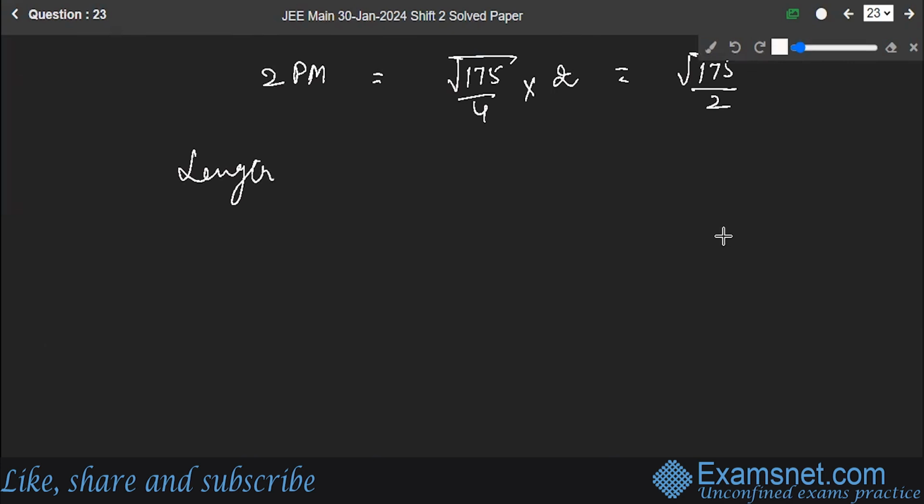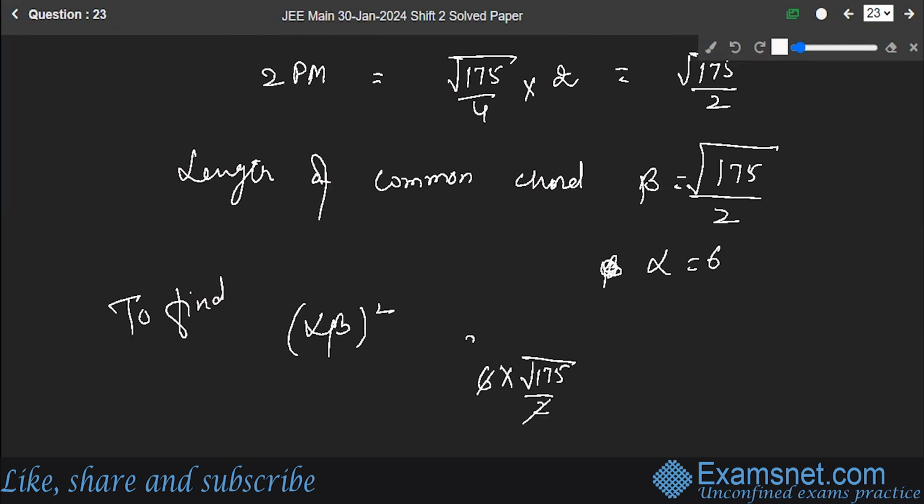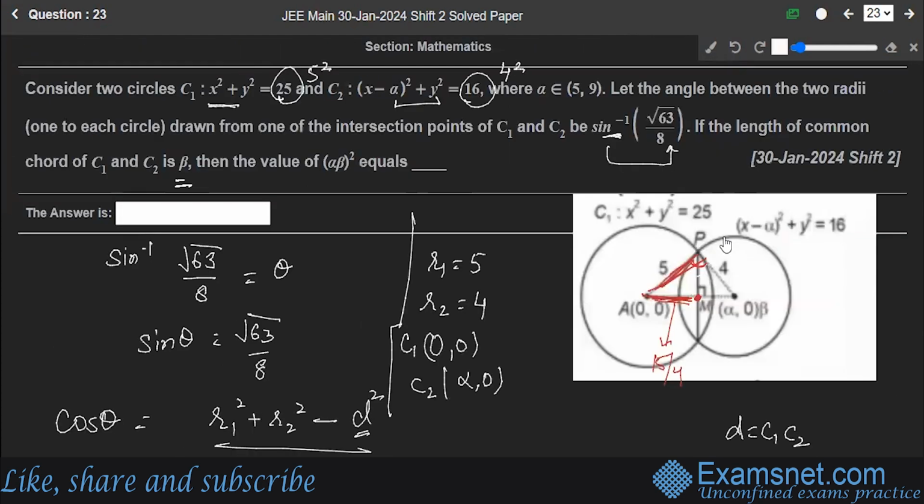Length of common chord, that is beta, is root 175 upon 2. So alpha was equal to 6. You had to find out alpha beta raised to power 2. That was to find. So this is 6 into root 175 upon 2. This gives me 3 root 175. The square will give me 9 into 175, which is equal to 1575. So this is the answer to the question, 1575. Hope you are clear with this.